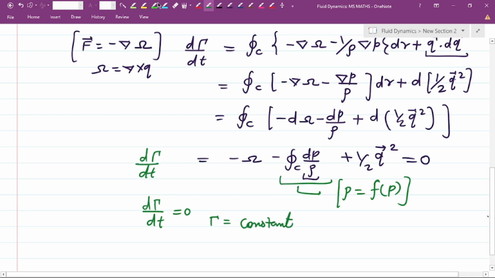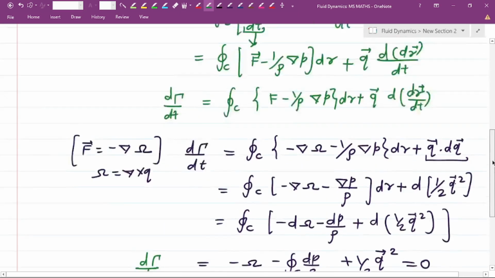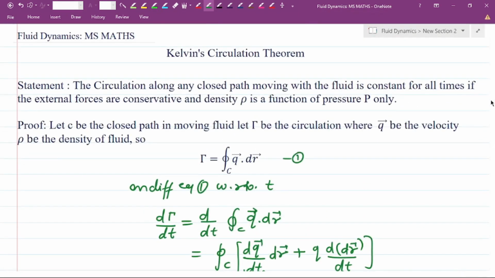It means that this whole thing will be constant. If it is constant, then the gamma is constant if it is a function of p. So this is all about Kelvin's circulation theorem. Okay, so now we will proceed to Kelvin's minimum energy theorem, or minima theorem.